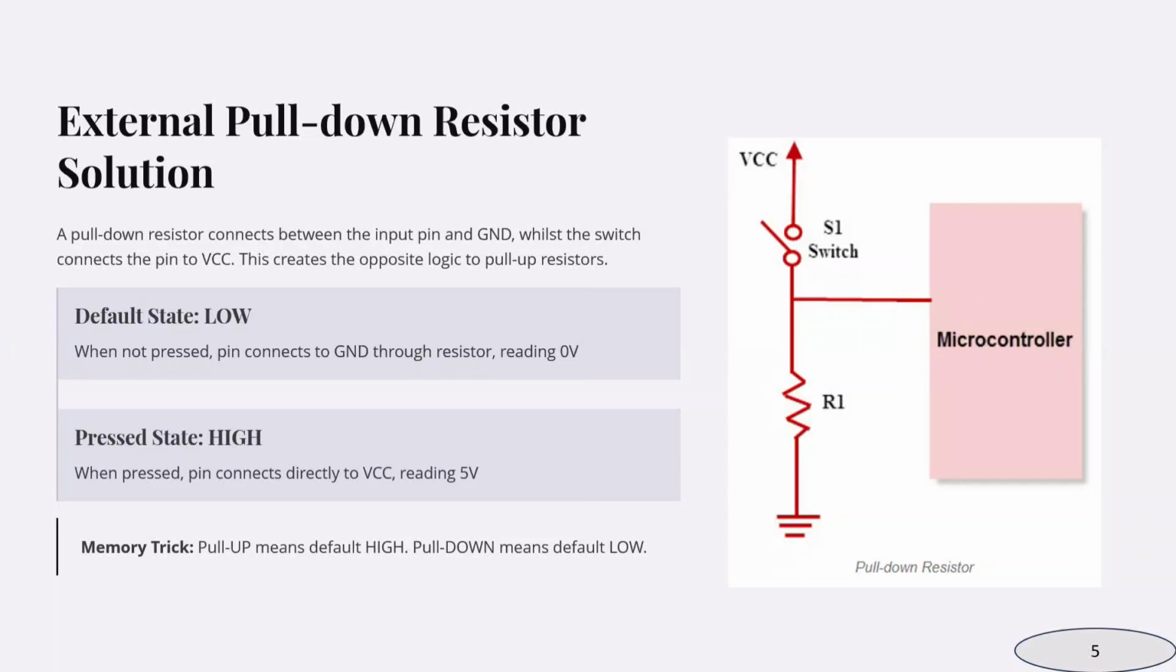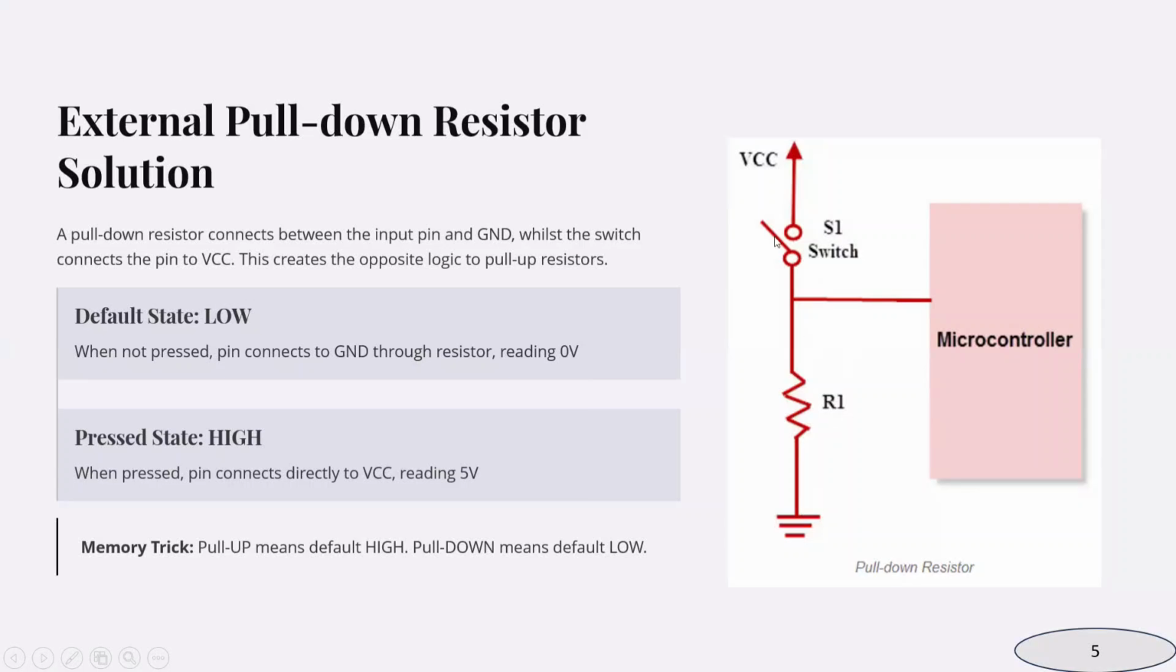In the case of a pull down resistor, when the button is not pressed, that is when the switch is not pressed, the pin is connected to GND through the resistor, and hence the microcontroller will read a low value as default. Okay, when the switch is not pressed, the microcontroller will read a low value since the input pin is connected to GND through a pull down resistor.